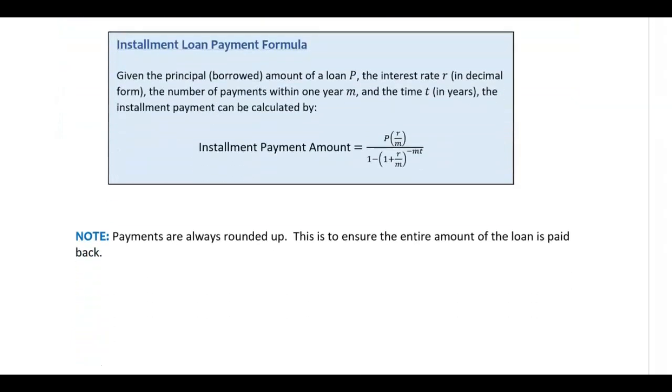Installment loan payment formula. Given the principal or borrowed amount of a loan, P, the interest rate R in decimal form, the number of payments within 1 year, M, and the time T in years, the installment payment can be calculated by: installment payment amount equals, in the numerator, P times the quantity R divided by M, all divided by, in the denominator, 1 minus the quantity 1 plus R divided by M, all raised to the negative MT power. Note, payments are always rounded up. This is to ensure the entire amount of the loan is paid back.